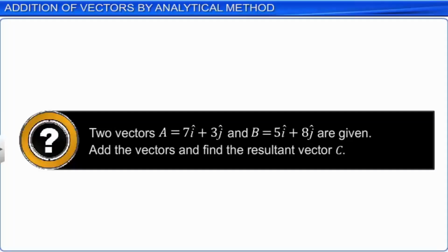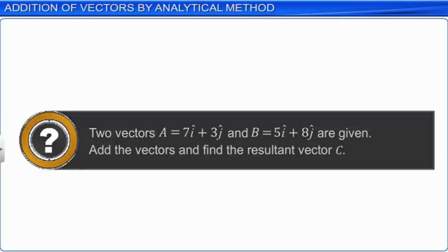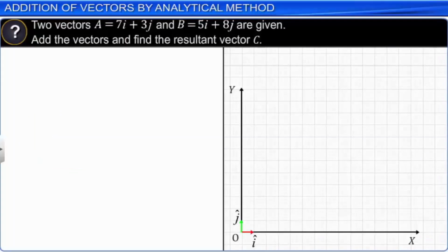To draw vector A, first mark the point 7, 3 on the graph paper. 7 is a coefficient of i and 3 is the coefficient of j. Join this point with O with a straight line. Draw an arrowhead at the end of this line. This line with the arrowhead represents vector A. Similarly, represent vector B by joining the origin O to point 5, 8.